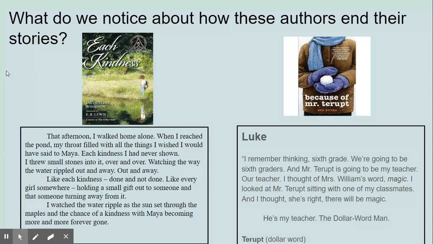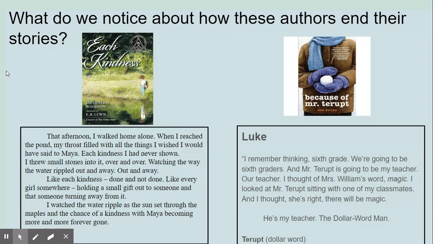So for Each Kindness, that afternoon, I walked home alone. When I reached the pond, my throat filled with all the things I wished I would have said to Maya. Each kindness I had never shown. I threw small stones into it, over and over, watching the way the water rippled out and away. Like each kindness done and not done. Like every girl somewhere holding a small gift out to someone, and that someone turning away from it. I watched the water ripple as the sun set through the maples, and the chance of a kindness with Maya becoming more and more forever gone.